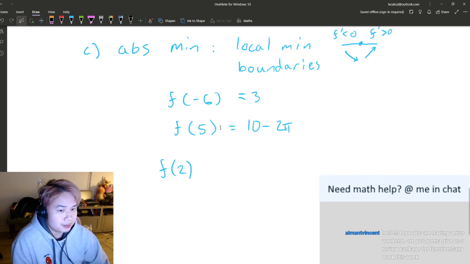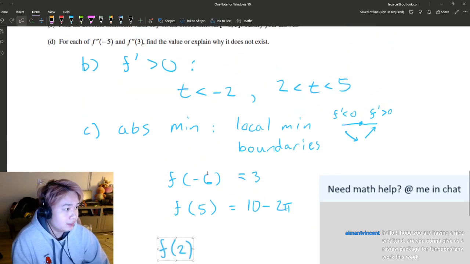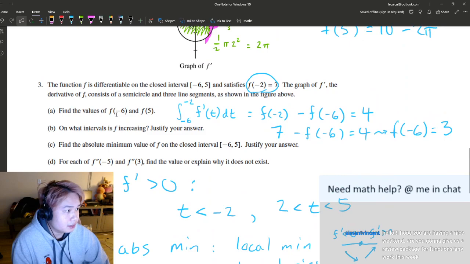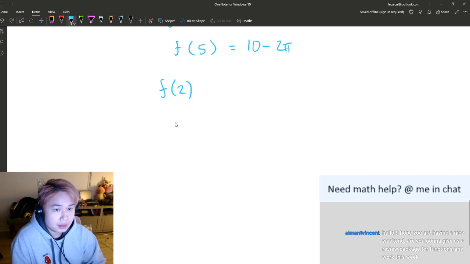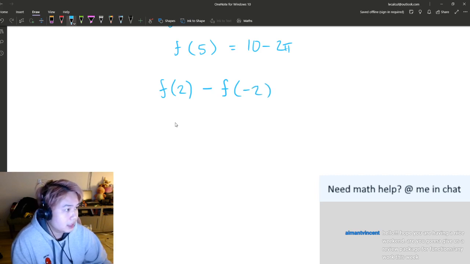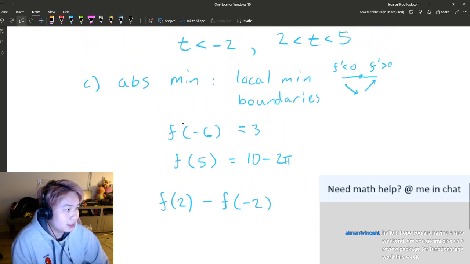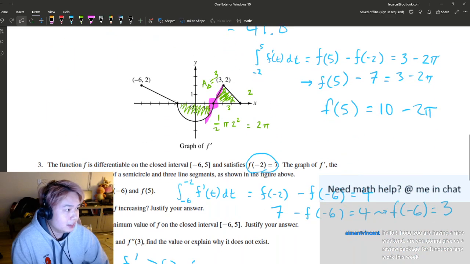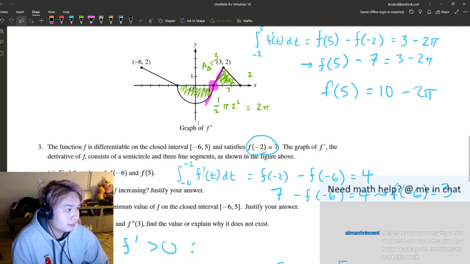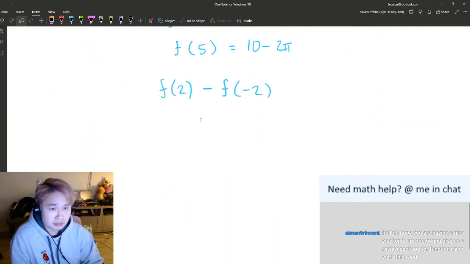Now the only issue is we don't know what this is, so we kind of need to repeat what we did for part A to find it. So I know that f of 2 minus f of 2 is from here to here. So again, I'm just repeating what I did in part A.